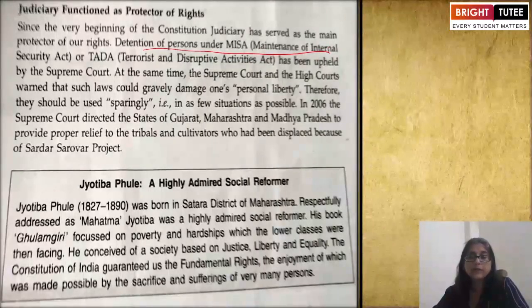Jyotiba Phule, 1827 to 1890, was born in Satara district of Maharashtra and respectfully addressed as Mahatma Jyotiba. He was a highly admired social reformer. His book Gulamgiri focused on the poverty and hardships which the lower classes were then facing. He conceived of a society based on justice, liberty and equality.